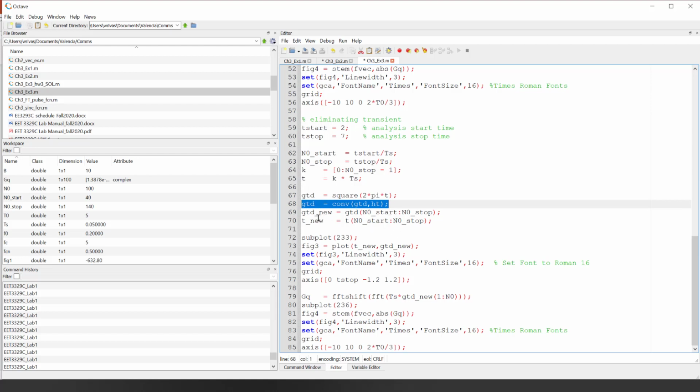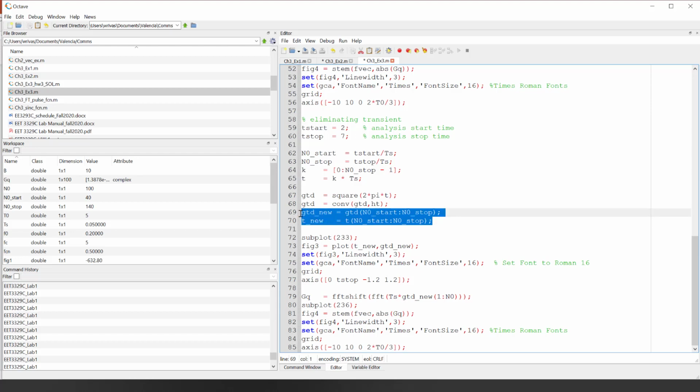And then the new g(t) is going to start at N0 start, which is what I calculated here. This is the point where we're actually throwing away the first 2 seconds of the signal. And this is honestly what we do in practice. We sort of ignore the transient. The same thing with t new. I need a new time vector. That's what this means: a g(t) new vector and a t new vector. And this is my new signal.